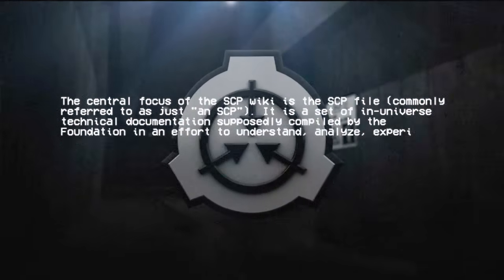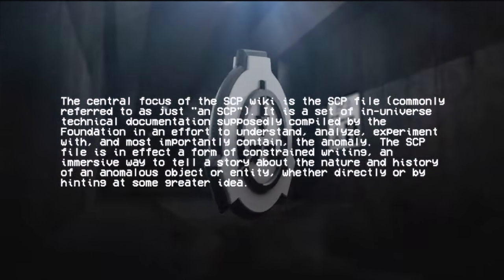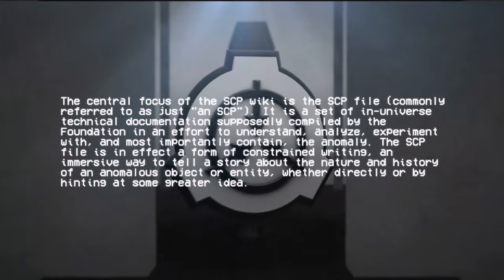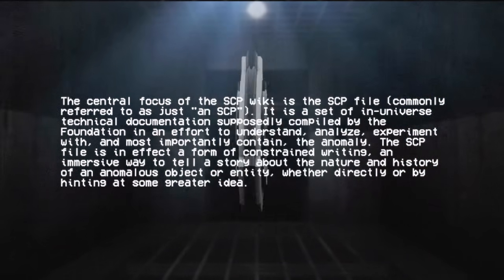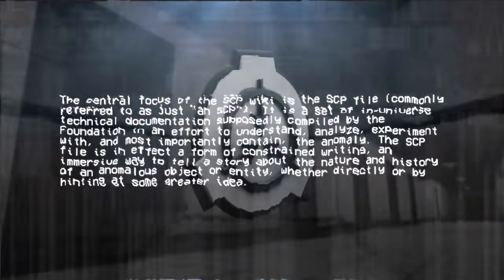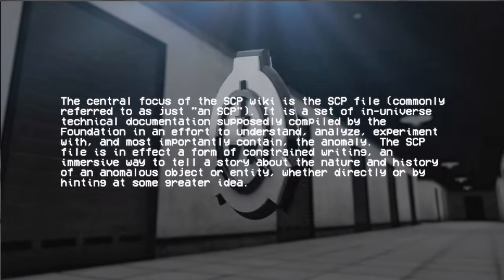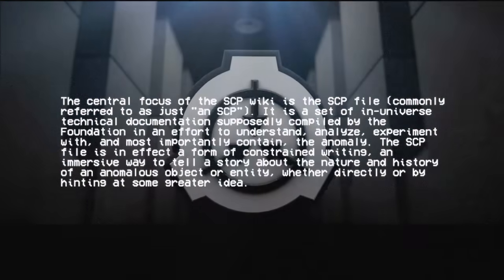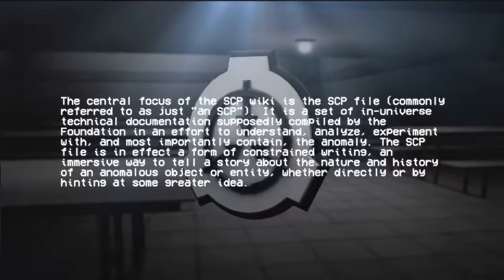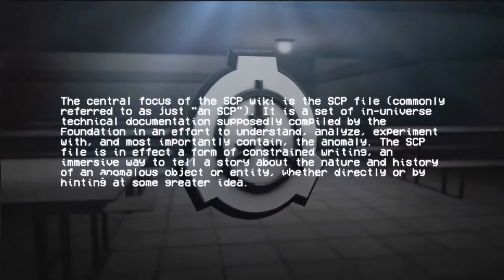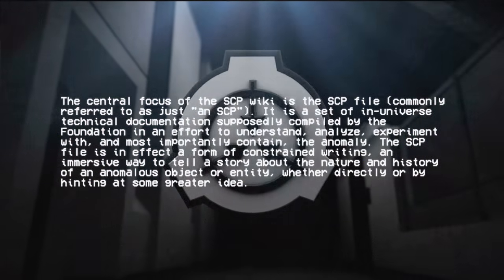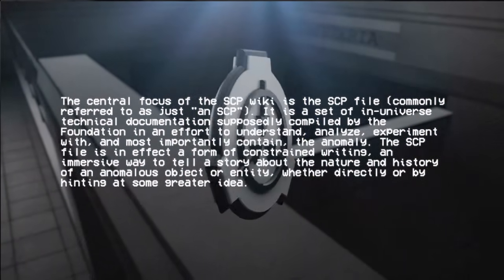The central focus of the SCP Wiki is the SCP file, commonly referred to as just an SCP. It is a set of in-universe technical documentation supposedly compiled by the Foundation in an effort to understand, analyze, experiment with, and most importantly, contain the anomaly. The SCP file is, in effect, a form of constrained writing, an immersive way to tell a story about the nature and history of an anomalous object or entity, whether directly or by hinting at some greater idea.